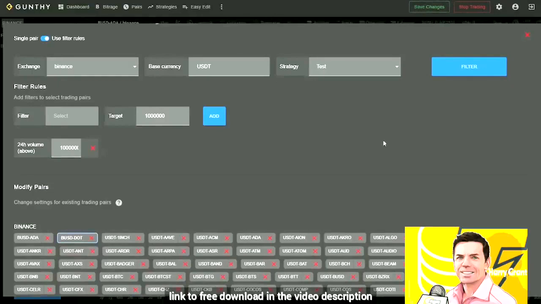I really like this feature because it makes it way easier, as I tend to just trade pairs based on being above a specific volume.